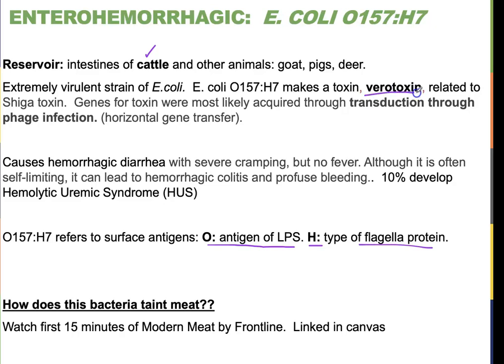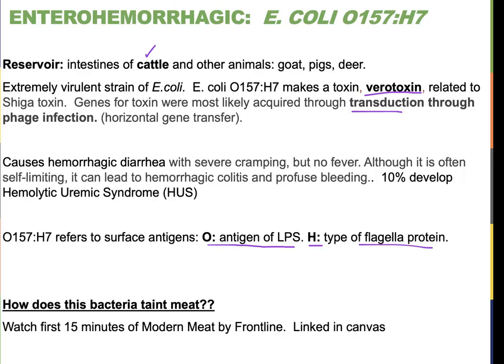So it does make a toxin. We talked about this, right? Verotoxin. It's basically Shiga toxin. And they think that this Shiga toxin, this verotoxin, was actually given to this strain of bacteria through transduction, which, remember, was when a bacteriophage takes information from one bacteria and passes it on to another bacteria. In this case, the phage did a transfer of this toxin gene.